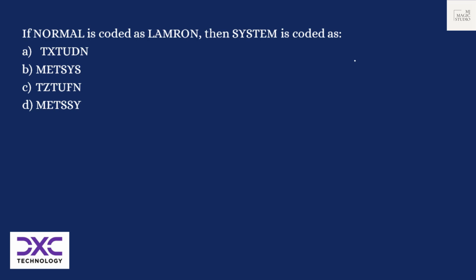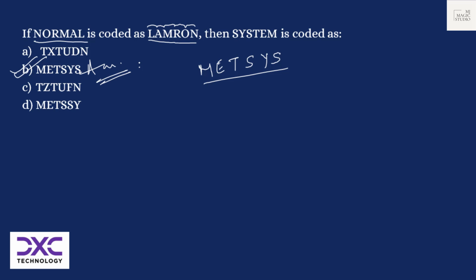As we know, coding, decoding, usually they always ask, and there can be any way they can set up the codes. You can see the normal is written as Lambron. Okay, if I read, it is nothing but it is from the bag. N-O-R-M-A-L. So system should be S-Y-S-T-E-M, that is METSYS, M-E-T-S-Y-S is in option B.